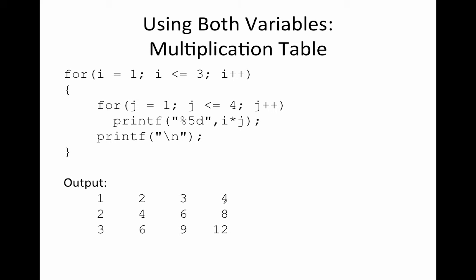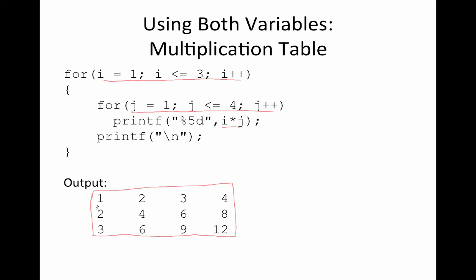And now in this example, we're going to use both variables. What we're going to do is to print out a multiplication table. So notice that the outer loop i goes from 1 to 3 in steps of 1. The inner loop j goes from 1 to 4 in steps of 1. We're going to print the value of i times j. And after j has gone through all 4 values, we're going to print the new line. So we're going to end up printing a 3 by 4 table.